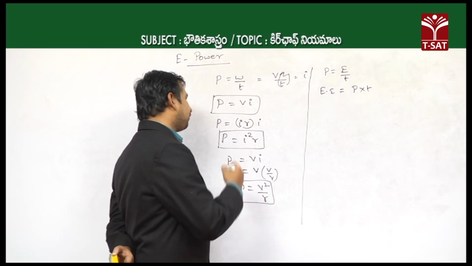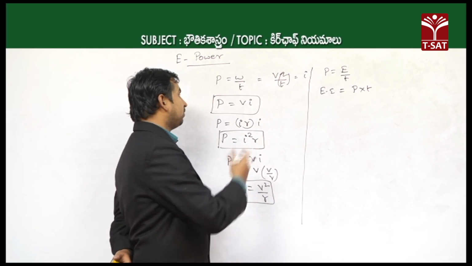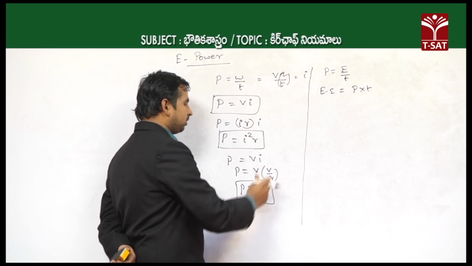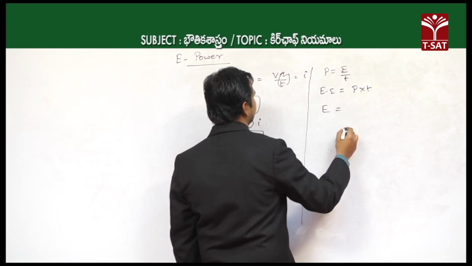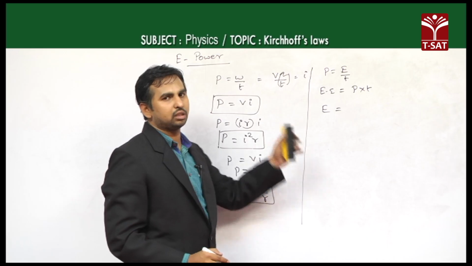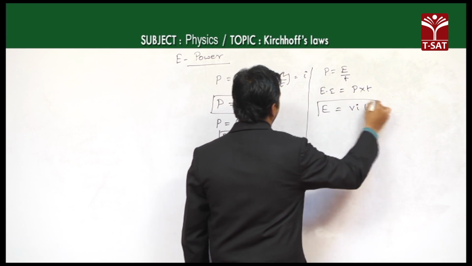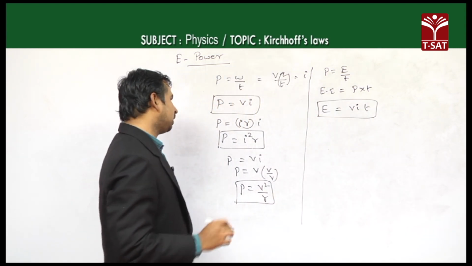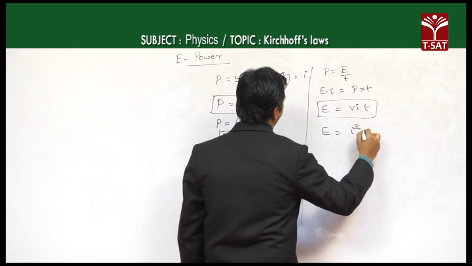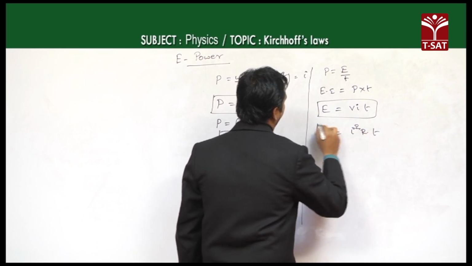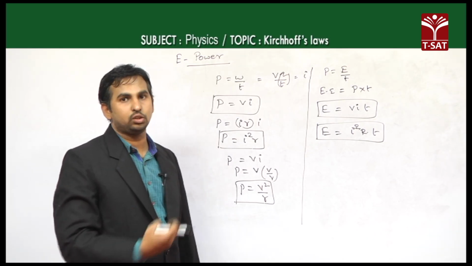Now, for electrical energy we have different forms, because we know the power in terms of V and I, I and R, and V and R. If you substitute those values, electrical energy we can write as power into time, where power is voltage and current, so V into I into T. This is one formula. And if you use the formula P is equal to I square R, then electrical energy becomes I square R into T, that is I square R T. It means the more time you pass the current, the more electrical energy is consumed.